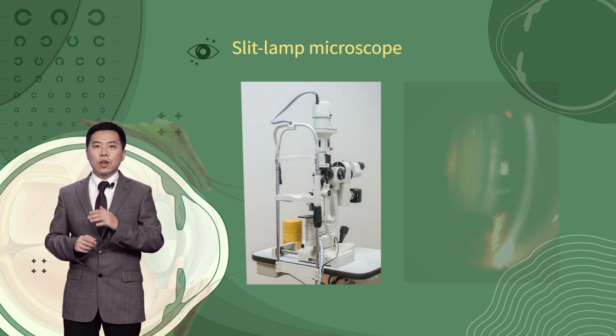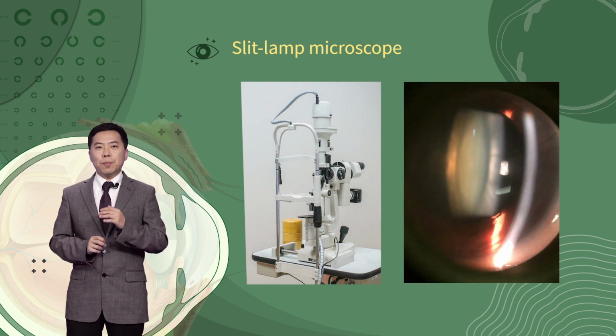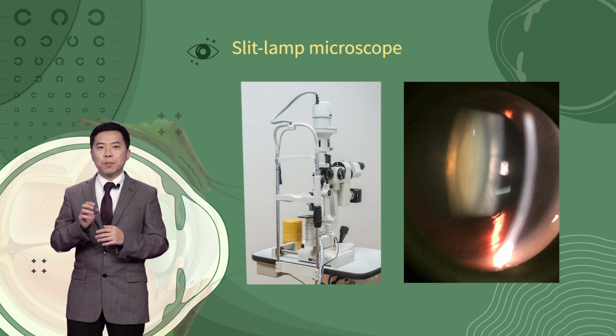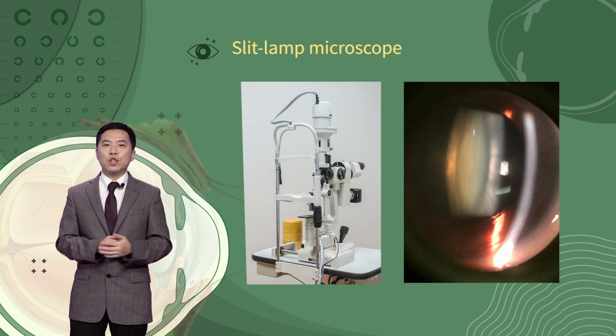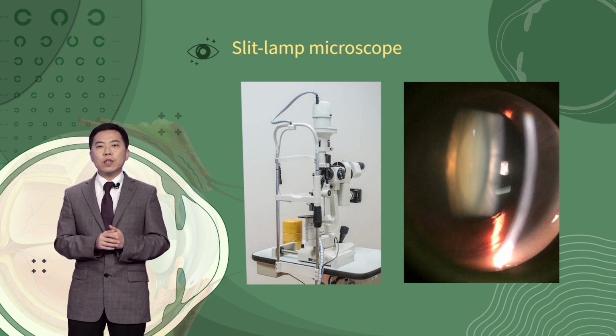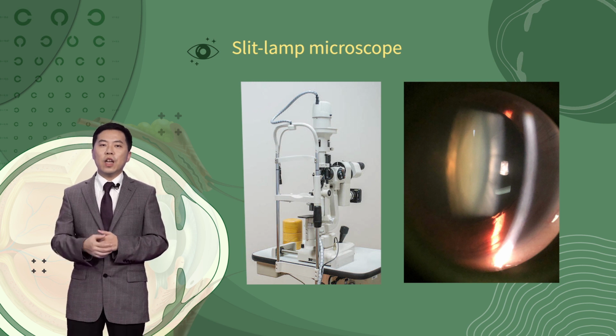The slit lamp microscope is an essential instrument in ophthalmology. It provides a narrow focal slit beam that produces an optical section of the ocular tissue. It is microscopy which gives a magnified view of the detailed structures.